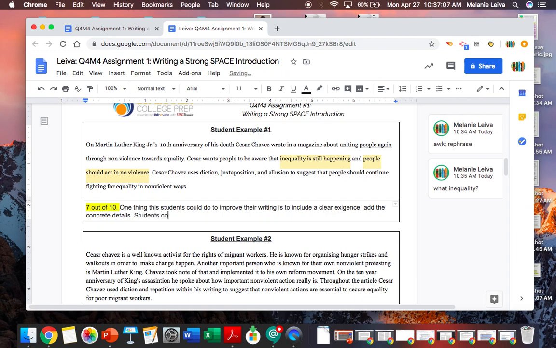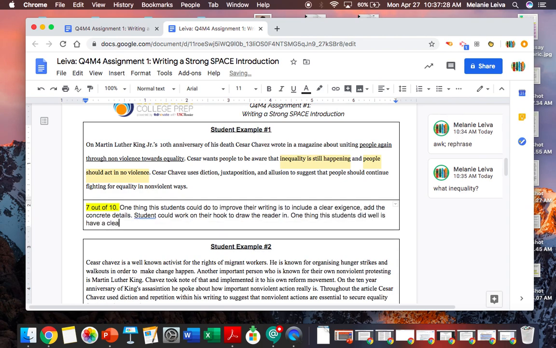Student could work on their hook to draw the reader in. I think that those are the biggest points. One thing the student did well is have a clear thesis.